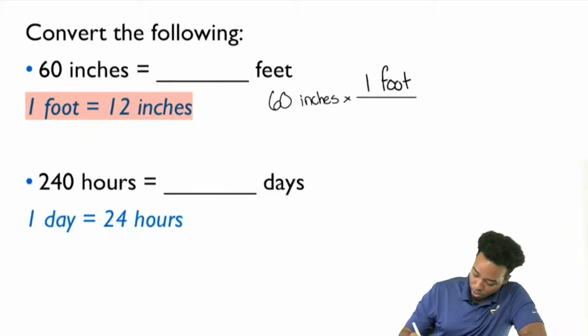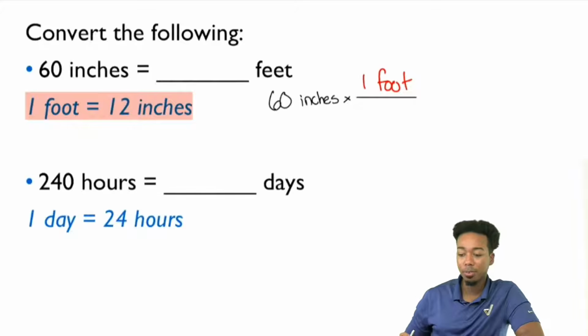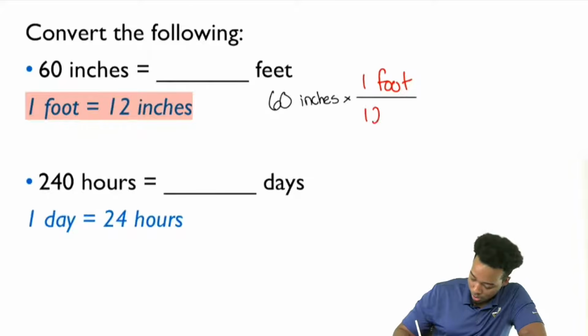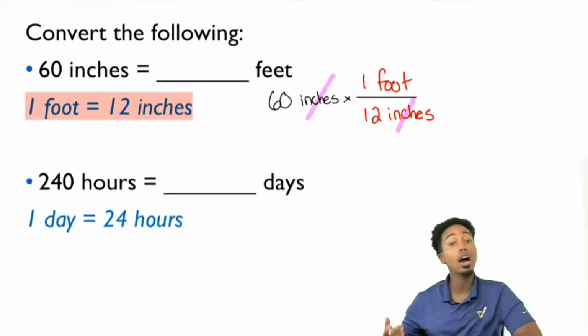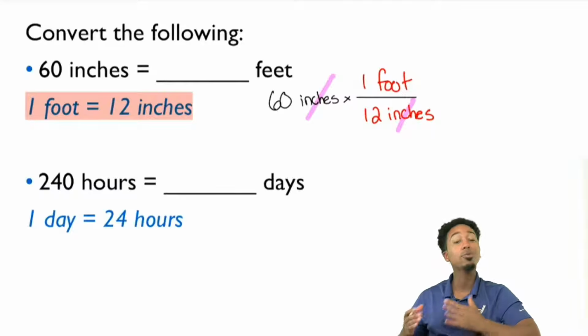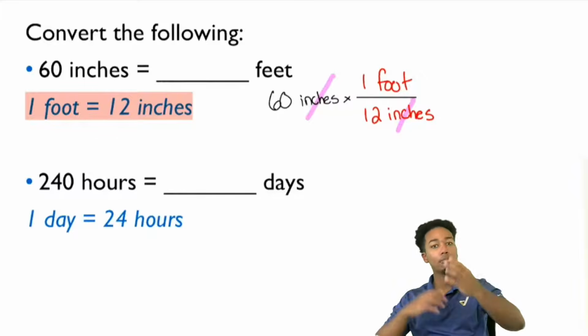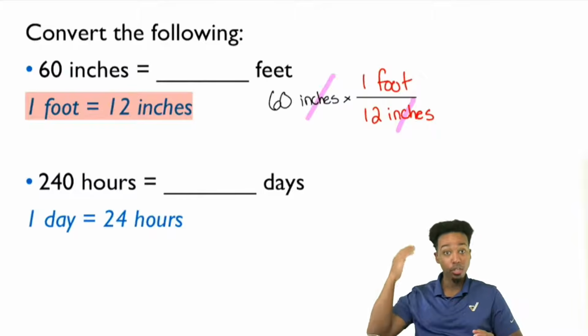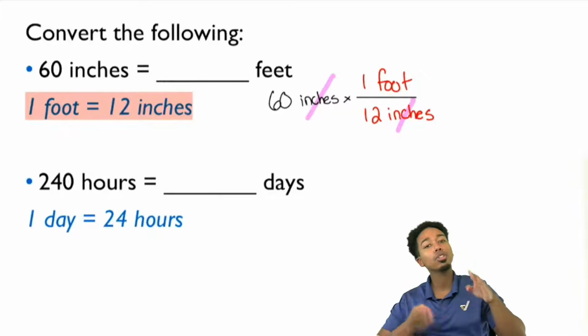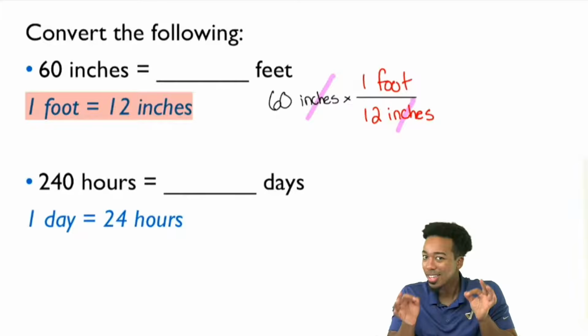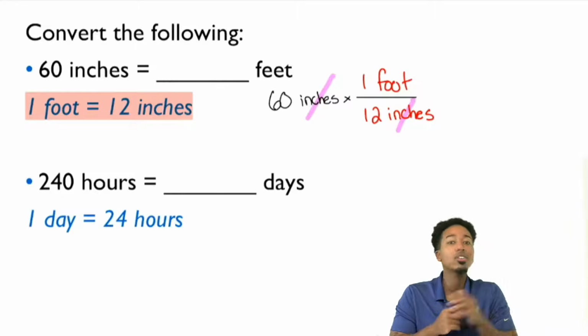And let me actually use a different color here. Let me use red. And then on the bottom, that means I'm going to have to put the 12 inches. And so bam, right there. Inches will be gone. The unit inches will cancel out because, just like we saw, if you have the same thing on top and bottom, the same unit, inches up top, inches on bottom, those units can also cancel. In the same way that numbers can cancel, units can also cancel.